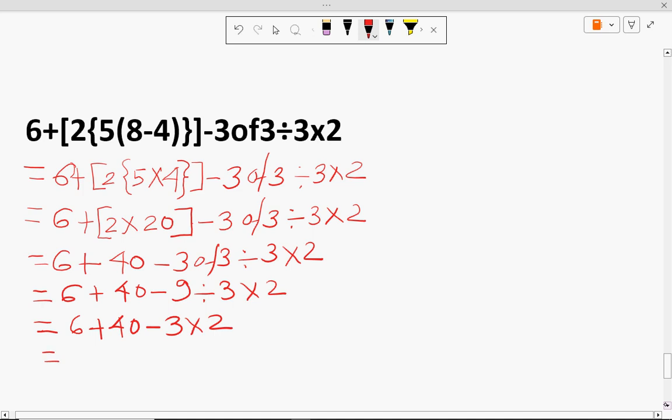Now I will go for the multiplication. 6 plus 40 minus 3, 3 into 2, 6. Then there comes addition. 6 plus 40, that is 46 minus 6 is equal to 40, and this is the answer.